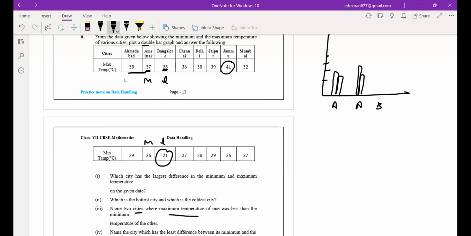Let's just compare these two. This one is more, this one is less. This one is more, this one is less. So can this be the pair, right? Yes, ma'am. Okay, so you can take any pair. There is no particular solution.